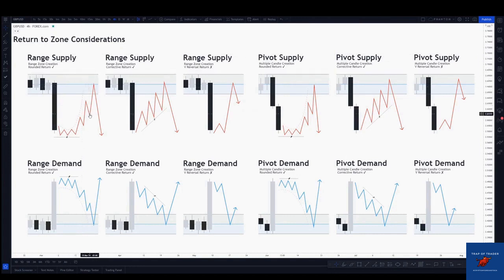If we're looking at the rounded return, what we end up seeing is price very slowly rounding out into that supply zone. More often than not, we see liquidity being built on the downside and on the slope back in. We'll touch on liquidity in a later section, but keep that in mind as we progress. We can see that again in the demand section, where we have this rounded return where price slowly rounds back into the demand zone.